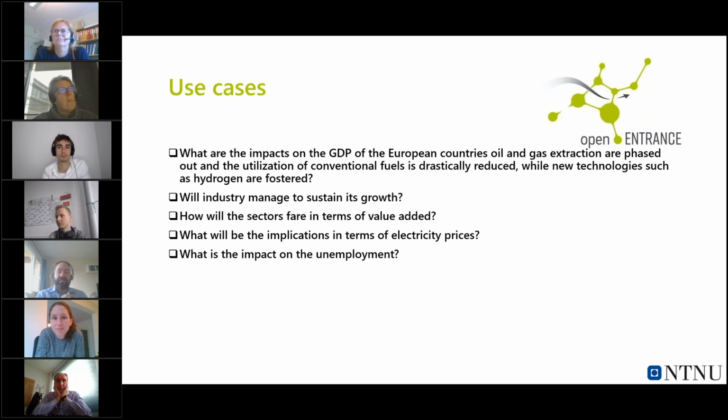In the next slide, it has been used already in the Setnav project, and the Norwegian version in a Norwegian project called Roadmap, where we, for example, have computed the impact on the GDP of the European countries. It was done for Norway though, for the phase out of oil and gas, and what happens when the conventional fuels are drastically reduced, while new technology, for example, hydrogen, are fostered. So what happens to the industry in terms of growth? What happens to the value added of different sectors? Implications of electricity prices? And for example, what could be the impact on the unemployment?